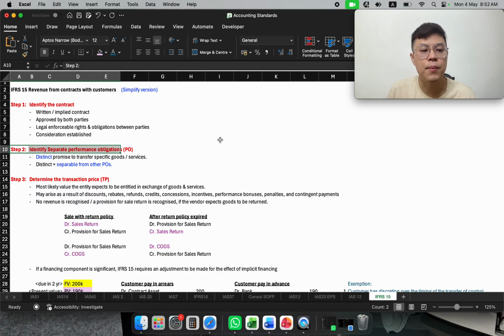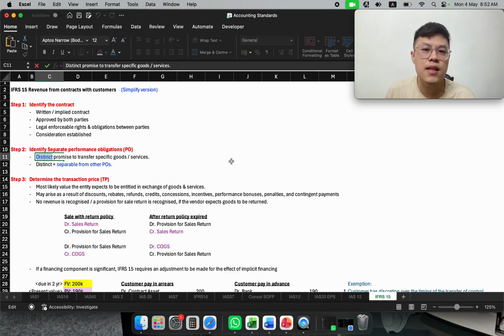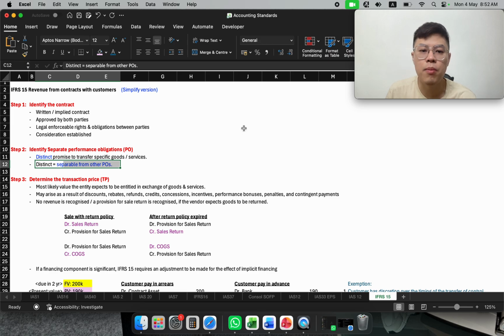The next step is to identify separate performance obligations, PO. Performance obligations are the promises that the seller wants to transfer to you. And this promise must be distinct. Distinct means we are able to separate it from other performance obligations.